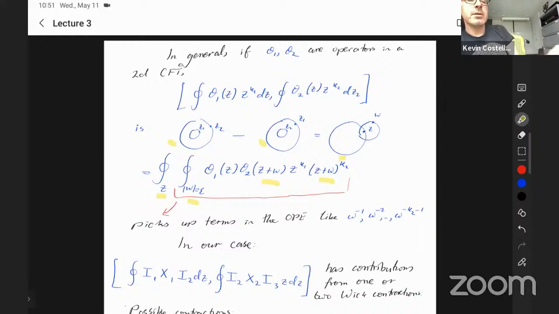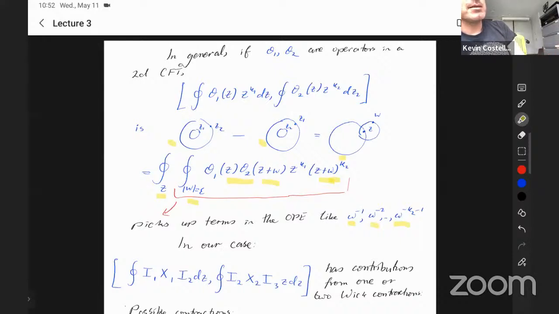Now, when we do the W contour integral, what kind of non-zero terms can we find? Well, of course, we're only going to find terms which have a power of 1 over W, because you want to get a residue. Expanding this expression will give us positive powers of W, and the OPEs here will give us negative powers of W. So we see that the terms that are relevant are the terms in the OPE which have a first order pole, second order pole, up to a pole of order K2 plus 1.